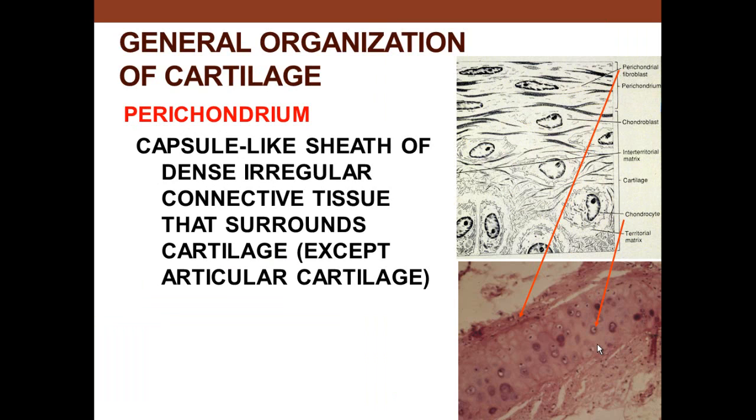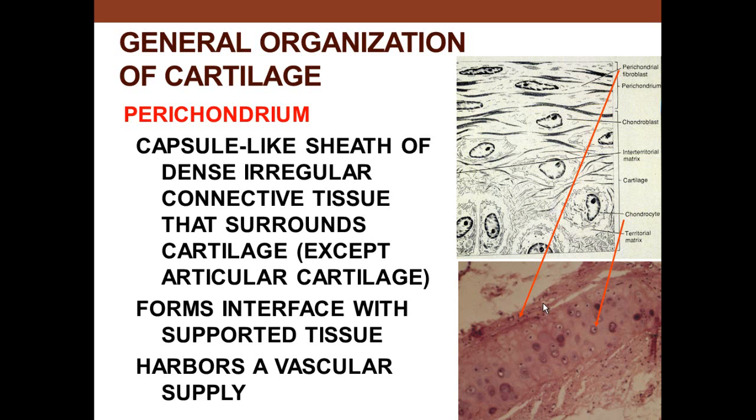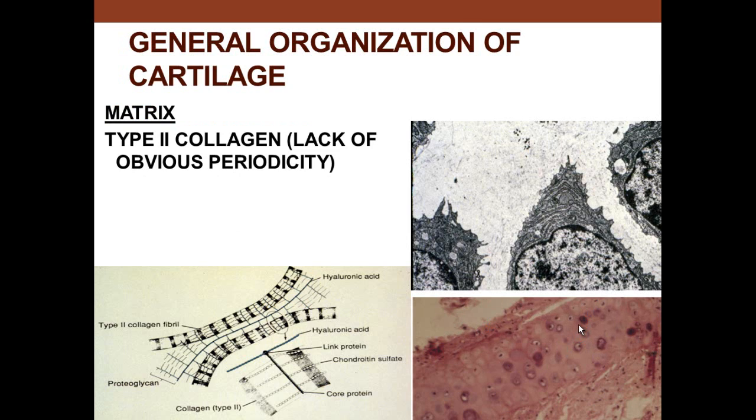So in the general organization of cartilage and bone, we have the perichondrium. Here we see the perichondrium, near the chondrocytes, and it's dense, irregular connective tissue characteristic of a capsule. The perichondrium forms the connection with other tissues of the body. Also, it harbors a vascular supply. It's the source of nutrients that diffuse into the chondrocytes, which are located in the cartilage material.